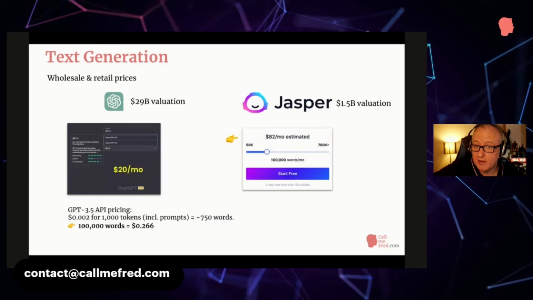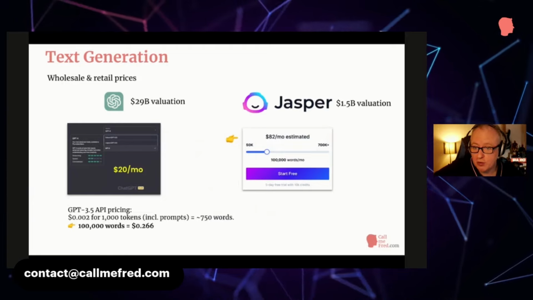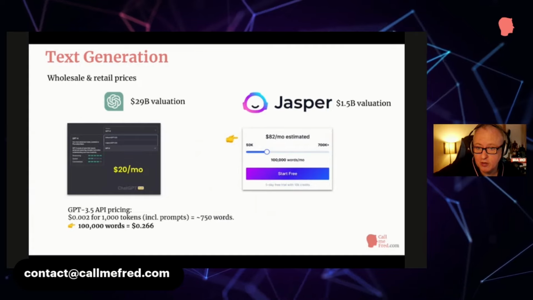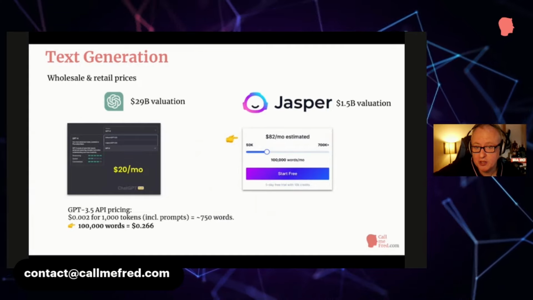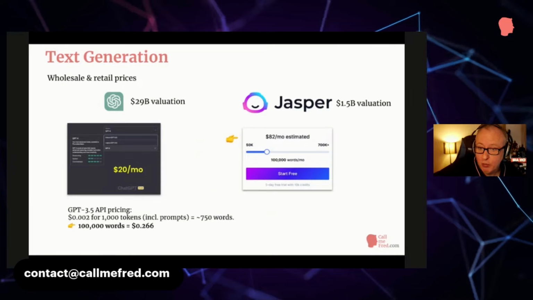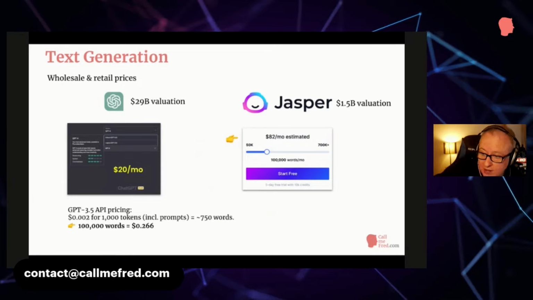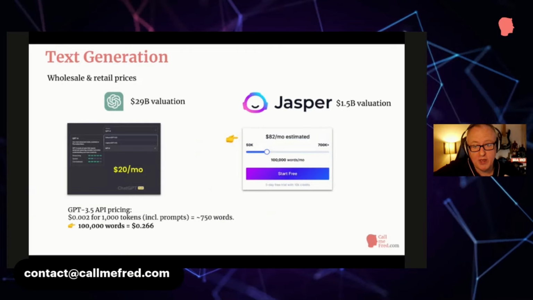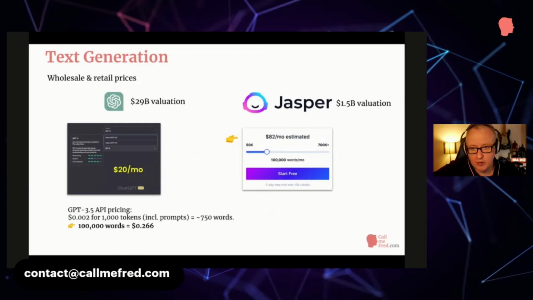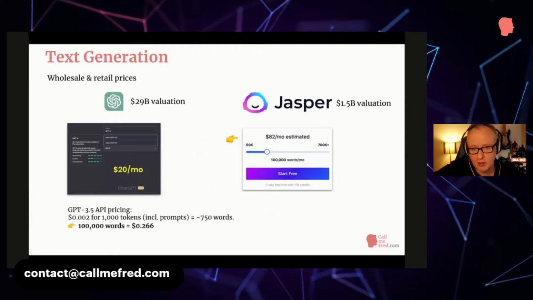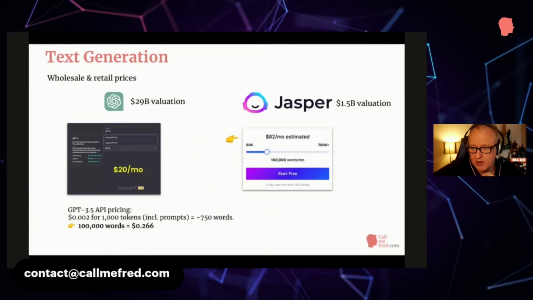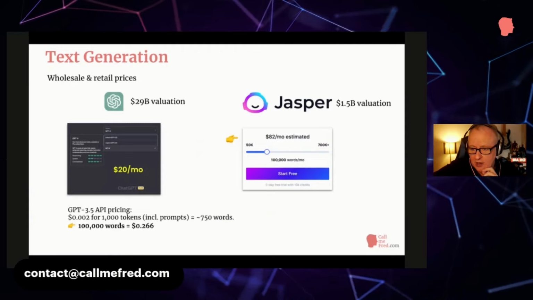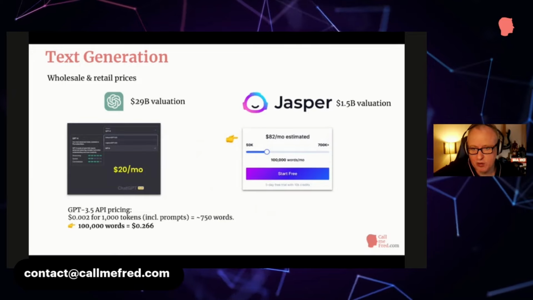Jasper is priced in what they call boss mode at $82 per month for 100,000 generated words. And we could compare this to 26 cents via the OpenAI API, including the prompt tokens, which are also invoiced by OpenAI, whereas with Jasper, they only bill you for the generated words.